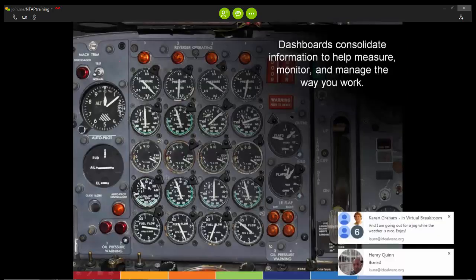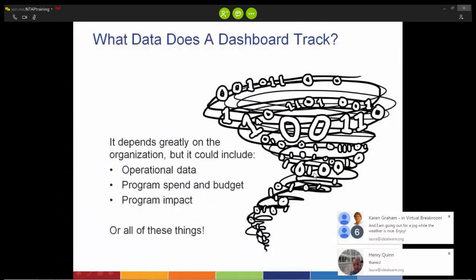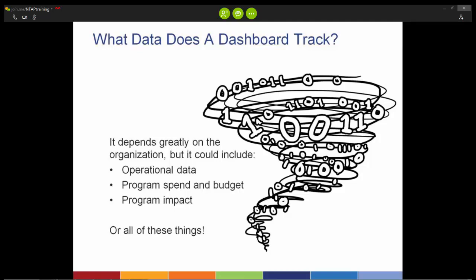So basically a dashboard is anything that is going to help you to kind of consolidate information. If you imagine the dashboard of a car or the cockpit of an airplane, it's a lot of information all brought together in the same place to help you easily kind of monitor and manage things. And it can track a lot of different kinds of data.